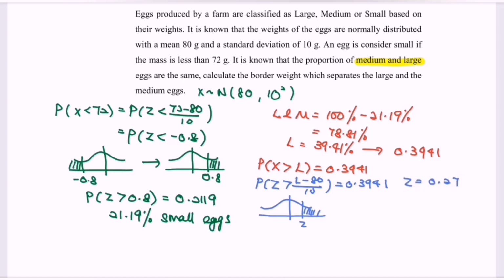So based on the calculation, 0.27 equals (L minus 80) over 10. So we have L, which equals 0.27 multiplied with 10, so we have 2.7, plus 80. So the weight for the L size would be 82.7 gram. So that is the border weight which separates the large and also the medium eggs.